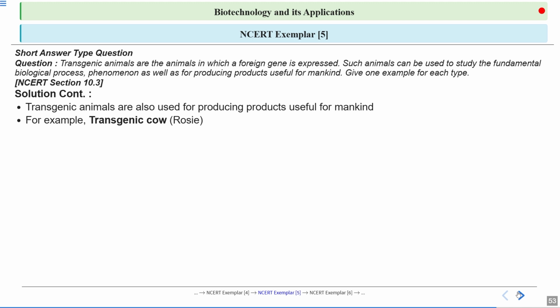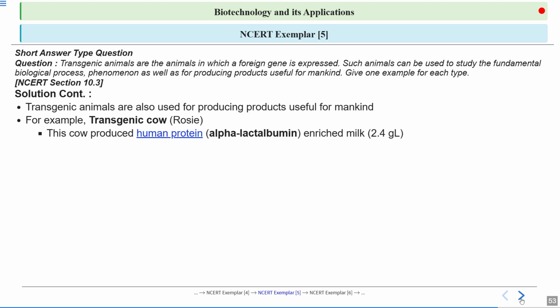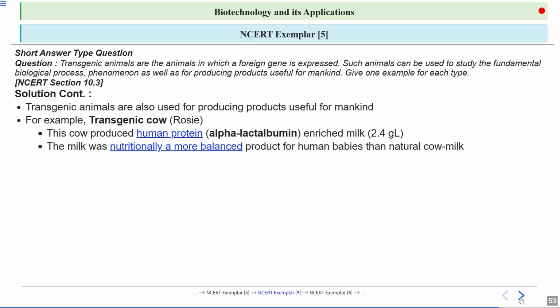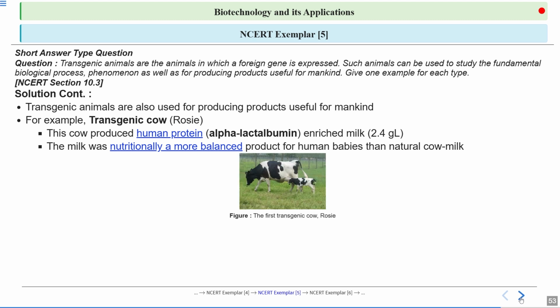Then these transgenic animals can produce many useful biological products for mankind. One example is the transgenic cow Rosie, who can produce human protein, that is alpha-lactalbumin, which is enriched in milk. She gives us 2.4 grams of this protein per liter of her milk. So this milk is a more nutritionally balanced product for human babies than natural cow milk.